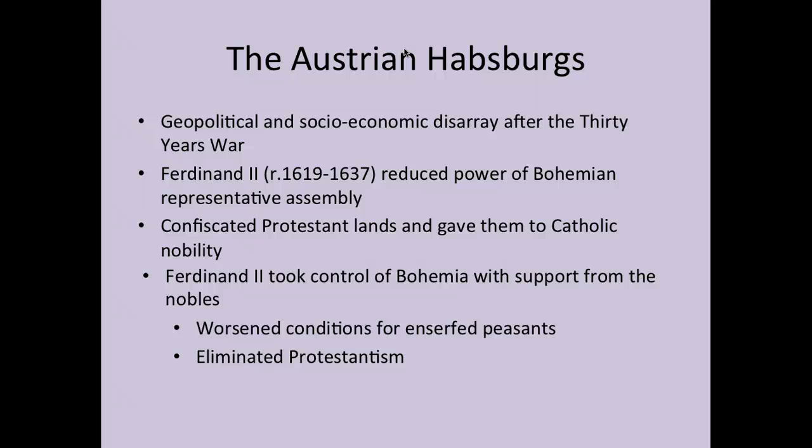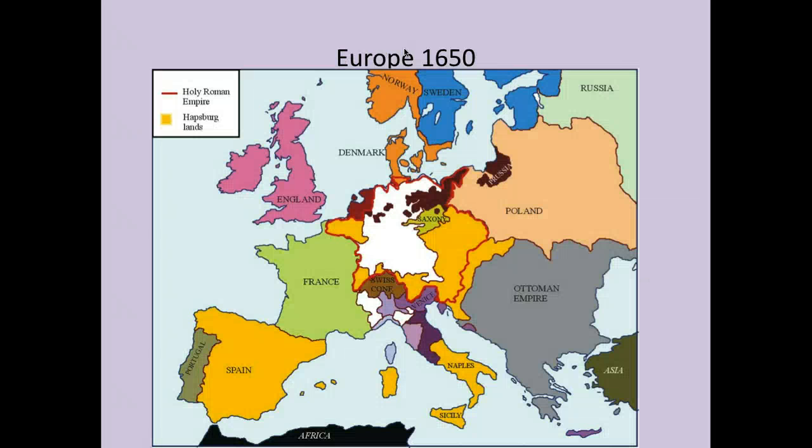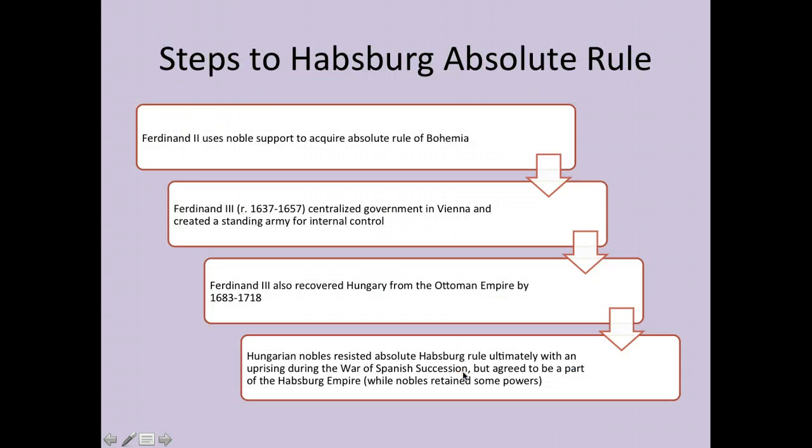So they confiscated Protestant lands, gave them to Catholic nobility. Basically, the Austrian Habsburgs worsened the conditions for serfed peasants and eliminated Protestantism in Austria, okay? So here is what the Holy Roman Empire has sort of been reduced to, okay? So here's the Habsburgs still in Spain, and all this stuff is in political disarray because of the Reformation. And this yellow stuff here, this is all Austria and Austrian territory here in Italy, okay? So we're going to fill this out in class too.